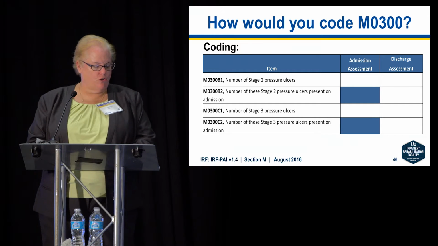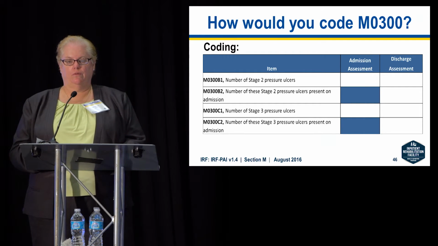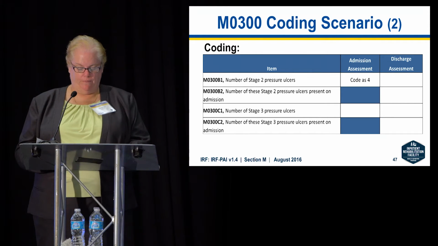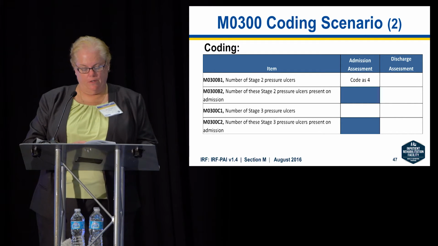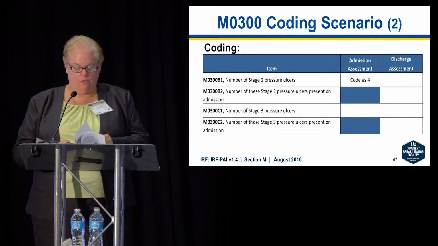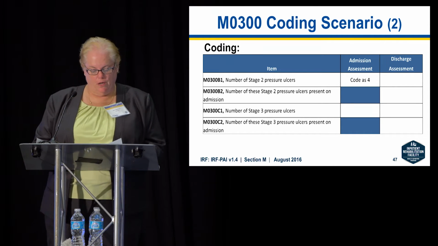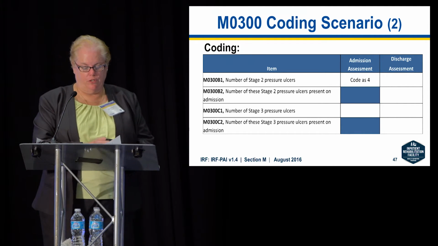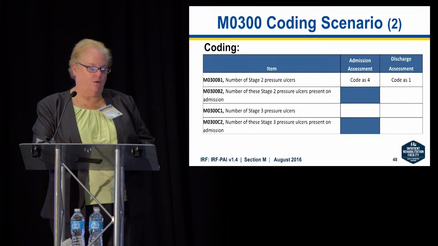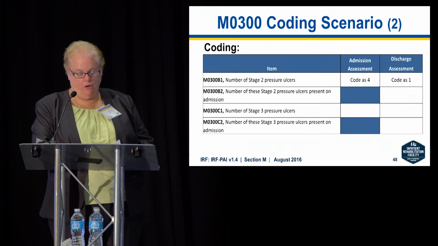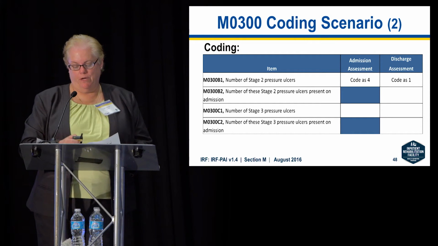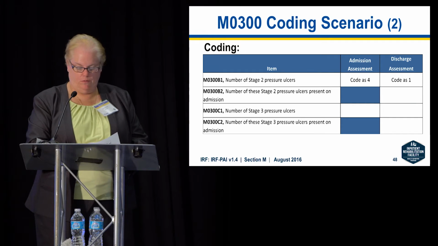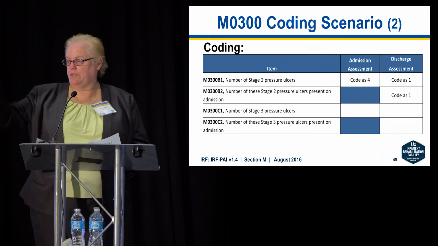Number of stage 2 pressure ulcers present upon admission. 4. Okay, great. So number of stage 2 pressure ulcers on the discharge assessment. Correct? 1. Number of these stage 2 pressure ulcers present upon admission. Remember, we're referring to the one above. How many of the one above were present upon admission? You see how that's referring to the question before.